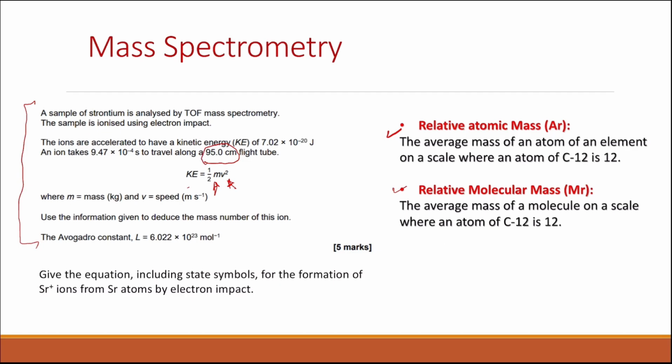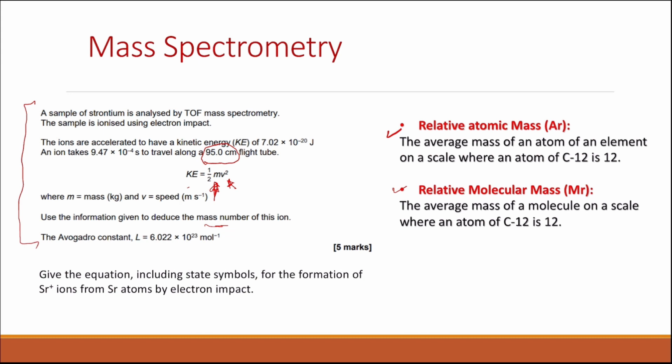And remember, when you calculate the mass number at the end, you need to multiply the mass of one particle or one ion by the Avogadro constant. Remember that the mass that you get from here is in kilograms. You have to change it into grams and then multiply it by the Avogadro constant.